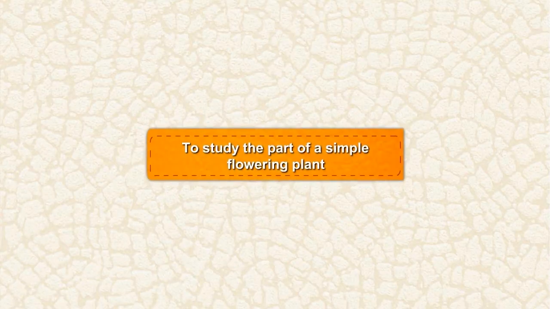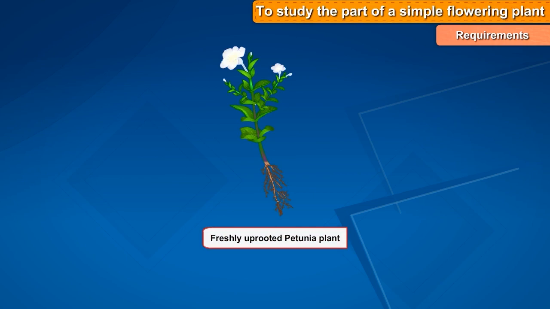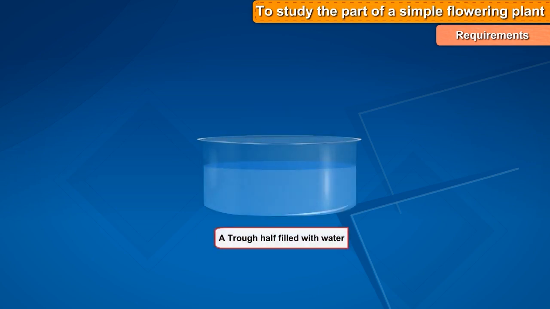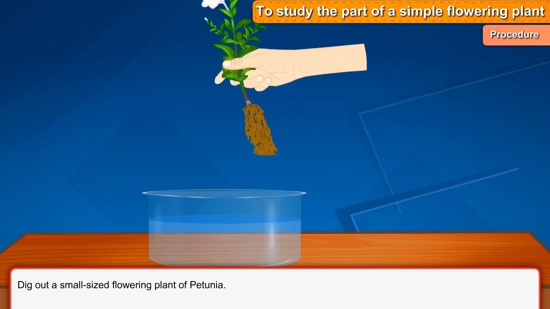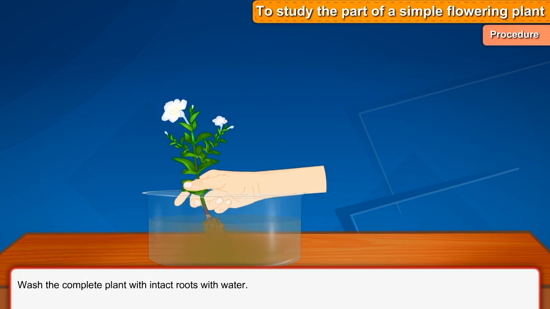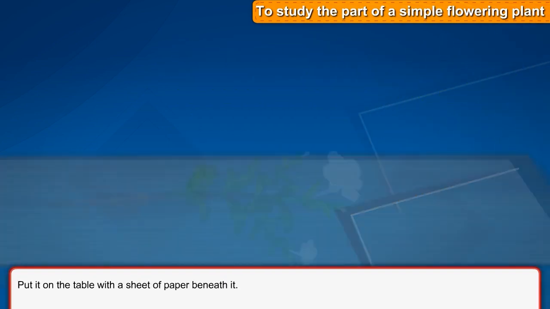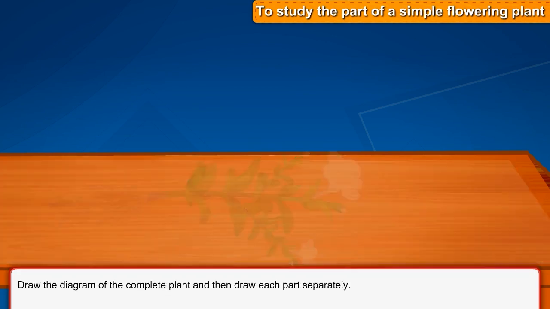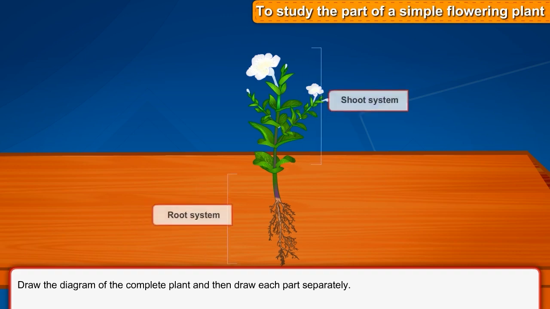Now, to study the parts of a simple flowering plant. Requirements: a freshly uprooted petunia plant, a hand lens, a trough half filled with water. Procedure: dig out a small-sized flowering plant of petunia. Wash the complete plant with intact roots with water. Put it on the table with a sheet of paper beneath it. Spread all the parts carefully and study each part one by one. Draw the diagram of the complete plant and then draw each part separately. Label the diagrams and write comments.